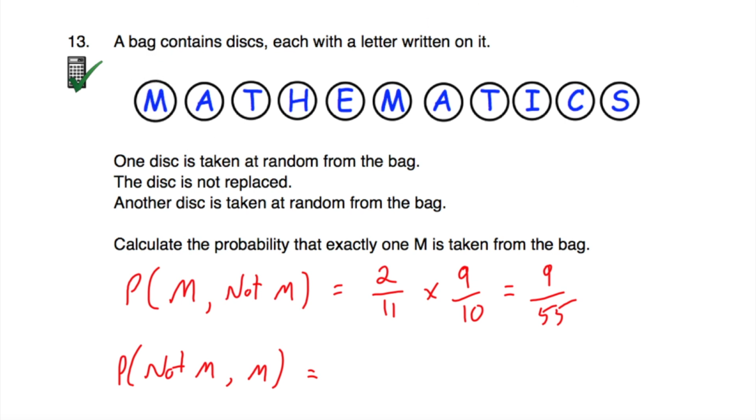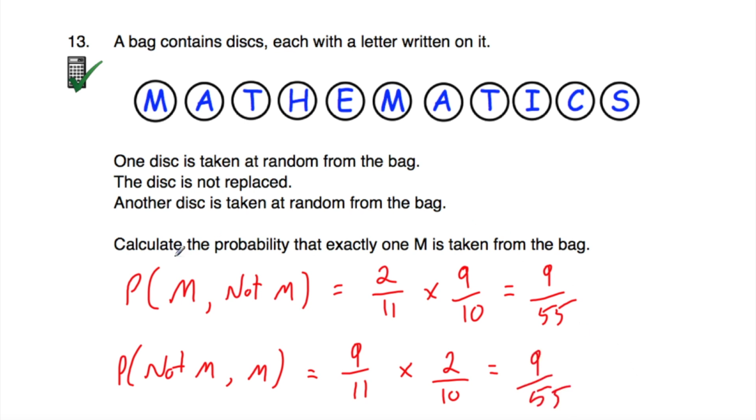So not an M, so there's 11 discs and 2 of them have got M's on them and 9 of them don't. So not an M would be 9/11. Then one of the not an M's is taken out, so there's now only 10 discs left and 2 of them have got M's on it. So the probability that the second one's going to be an M would be 2/10, so 2 tenths. And then let's work that out. If we do 9/11 multiplied by 2 tenths, that's equal to 9/55 as well.